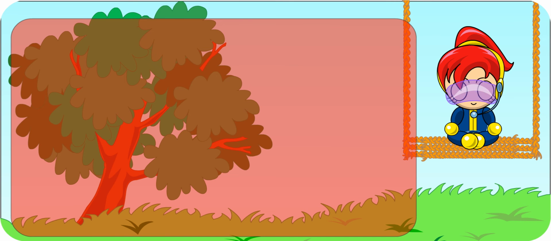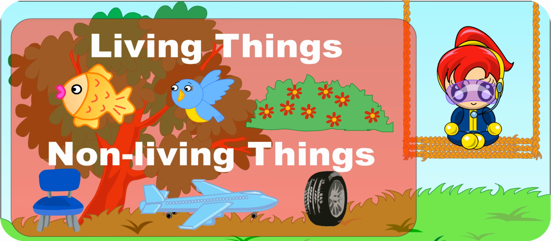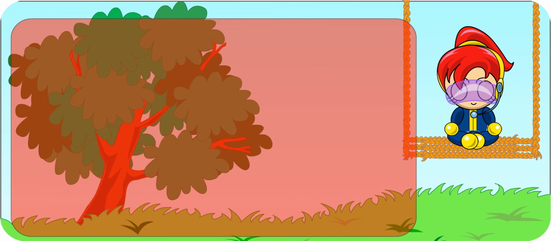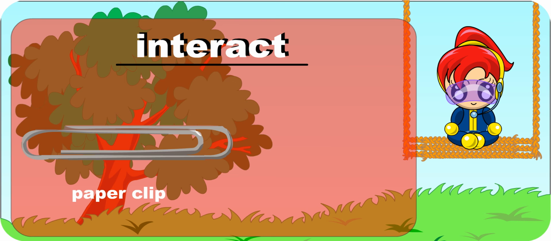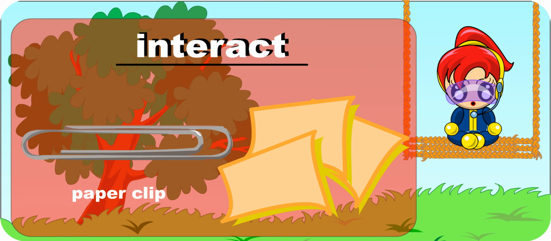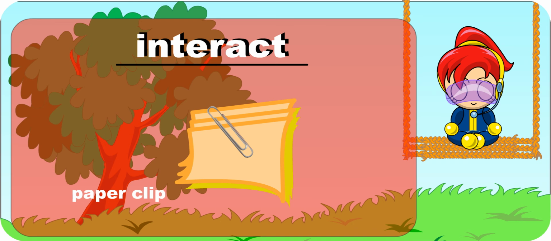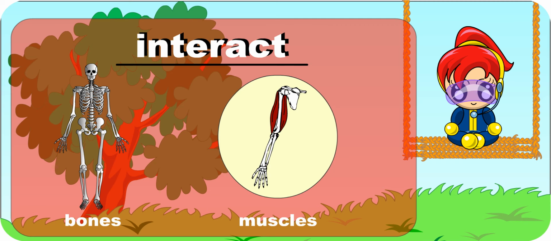Do you know that both living and non-living things around you affect one another? They do? Yes, we say that they interact. Take for example your paperclip. What is it used for? To hold sheets of paper together. Good, they hold paper together. Your muscles and bones also interact together to enable you to move.